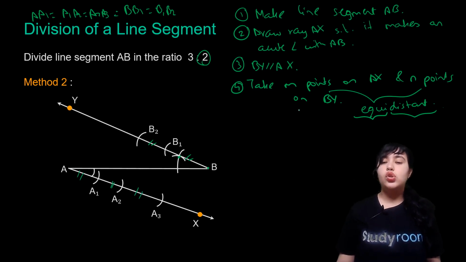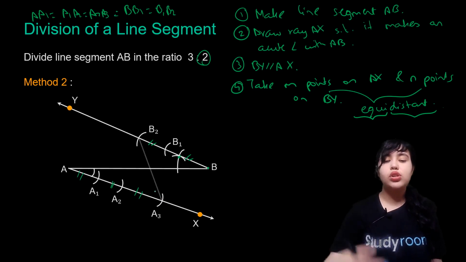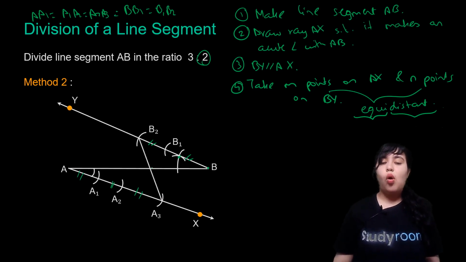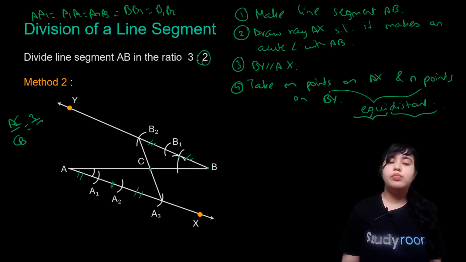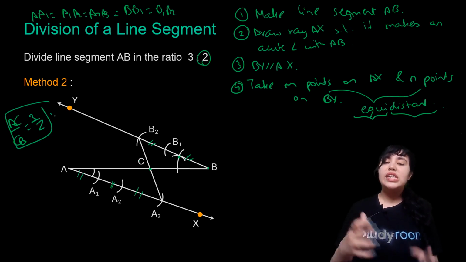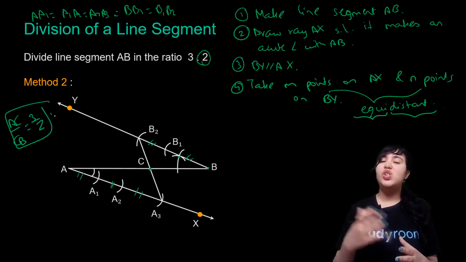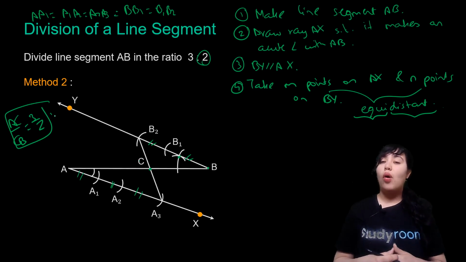Once you've made these points, now you have to join this A3 with B2. Simply draw a straight line, and obviously there will be a point where it intersects AB. Let me call this point C. Now you measure AC and CB. You can make use of your ruler and this will turn out to be 3 by 2. So once again, we've divided a line segment AB in the ratio 3:2 by making use of an alternative method.